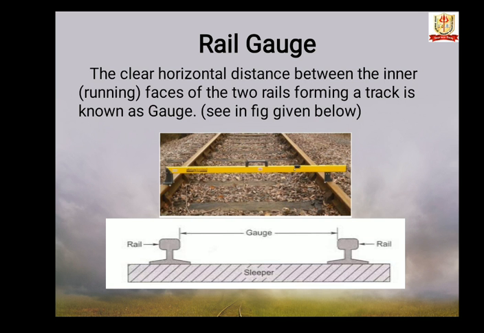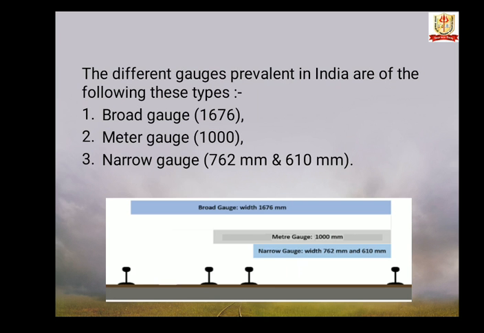The main important topic is rail gauge. What is rail gauge? The rail gauge is the clear horizontal distance between the inner faces of the two rails forming a track. See the figure given below. The different gauges prevalent in India are of the following types: first is broad gauge, second is meter gauge, and third is narrow gauge.